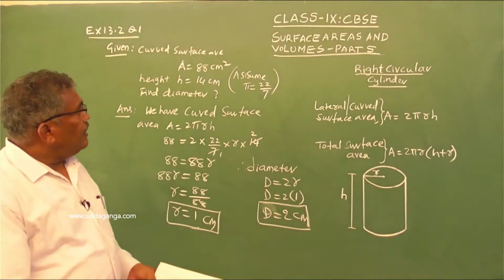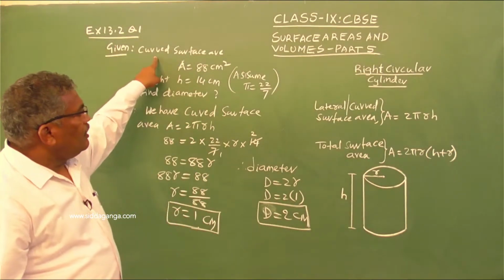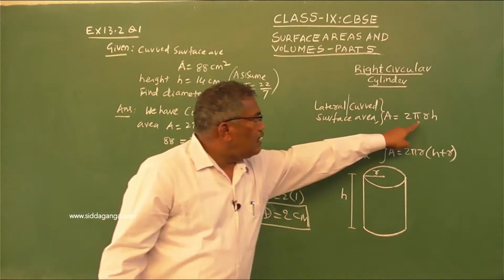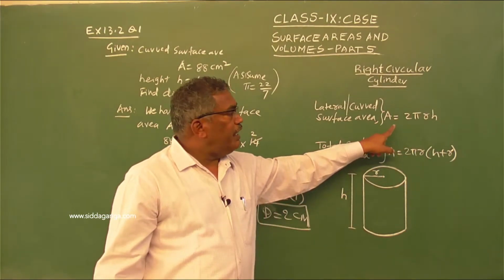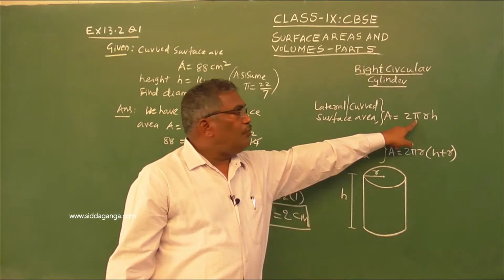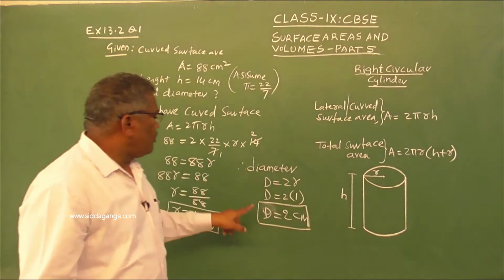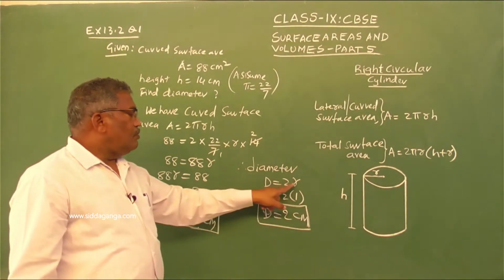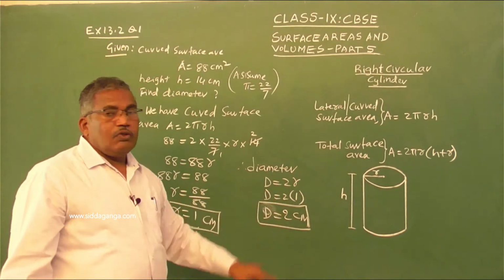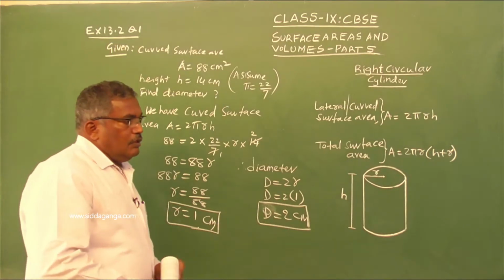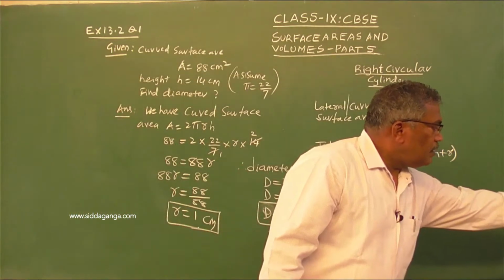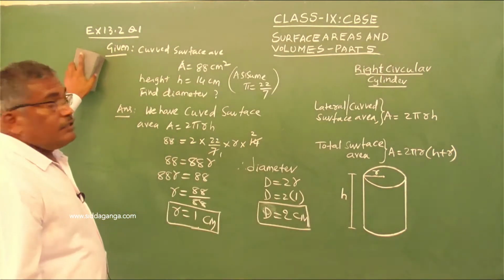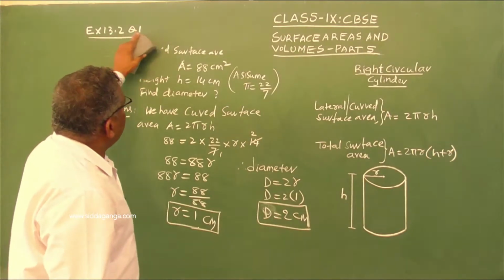So the curved surface area is directly given, and we have the formula area is equal to 2 pi r h. In this, except r, all others are known to us. Area is known, pi we have the value 22 by 7, h we have, therefore we will be able to calculate r first. When r is equal to 1, we have diameter is equal to 2r, therefore diameter is equal to 2 centimeter. So this completes question number 1. I will erase this. I will move on to the next question.